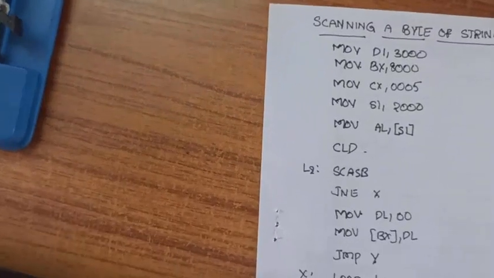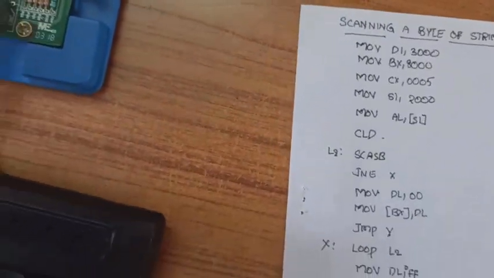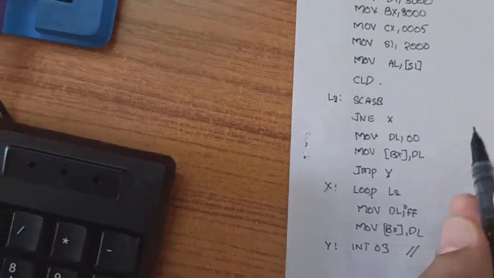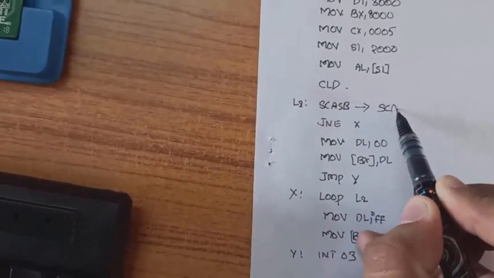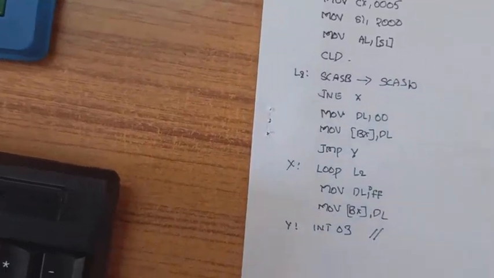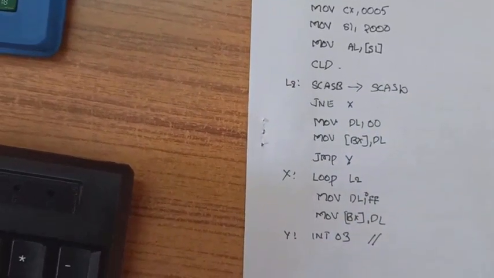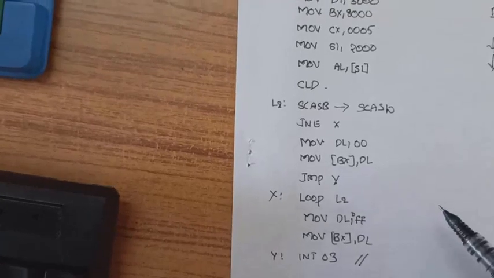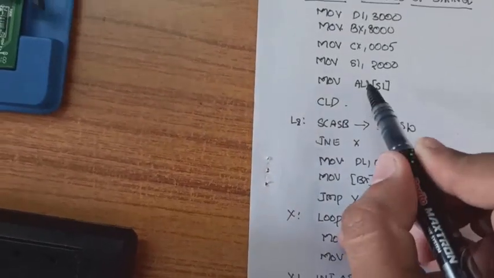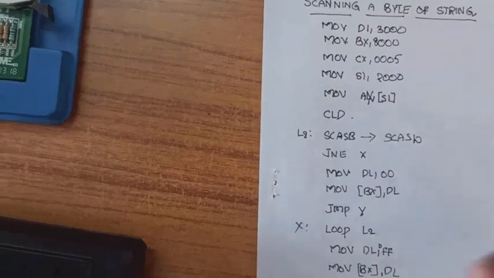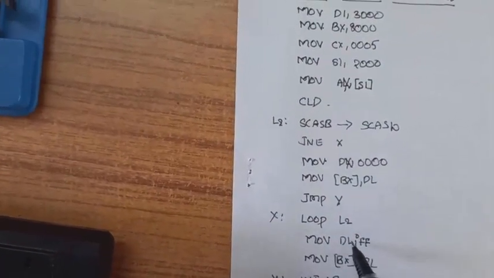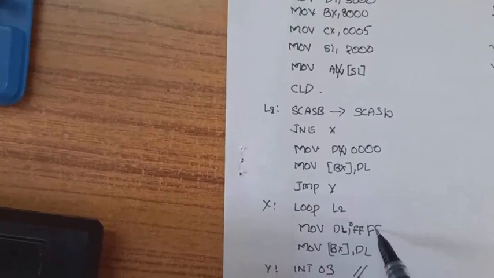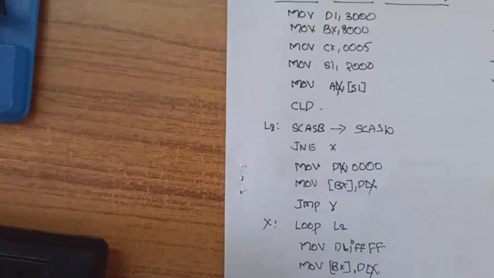So this is how scanning a byte of string in the given string is executed. This entire program is for byte of string, and we can go for word of string by just changing scan byte to scan string word. That's the only change, and we can make all the registers into X registers, which means AL should be converted to AX and DL should be converted to DX.